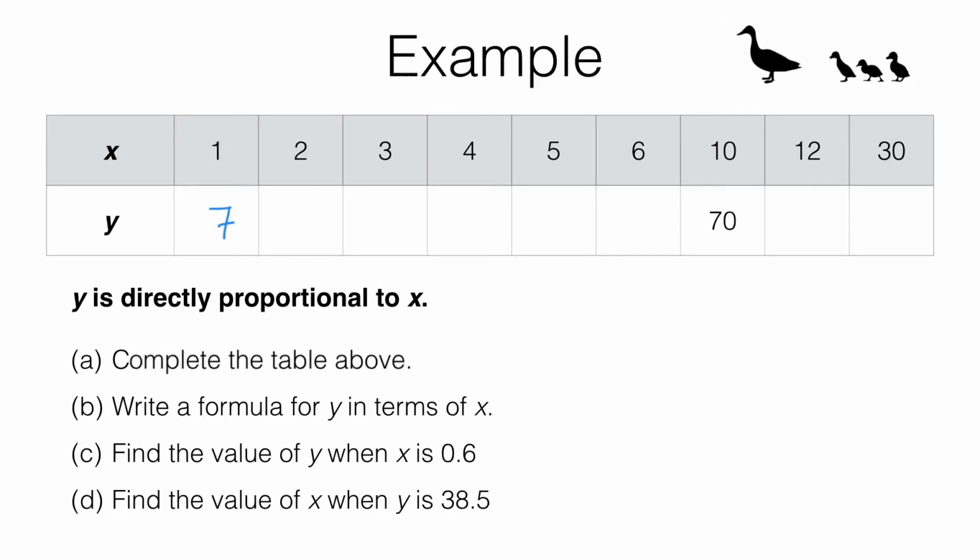Now, what about when x is 2? Well, to go from 1 to 2, we multiply by a scale factor of 2, so we need to do the same thing here. We take this 7 and multiply it by a scale factor of 2, and that gives us 14. What about when x is 3? Well, to go from 1 to 3, we're multiplying by a scale factor of 3. So what do we do here? Well, we'll start with 7 and multiply that by a scale factor of 3, and that gives us 21. Pause the video and see if you can complete the table.